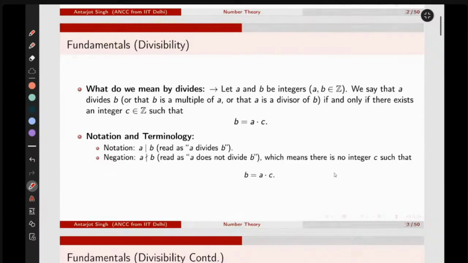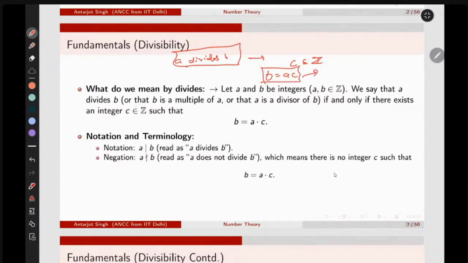First we are going to learn about divisibility. What do we mean when we say A divides B? We mean that there exists an integer C such that B equals AC. By this definition we can say that A divides B, and this is the divides notation, read as A divides B, and its negation is read as A does not divide B.